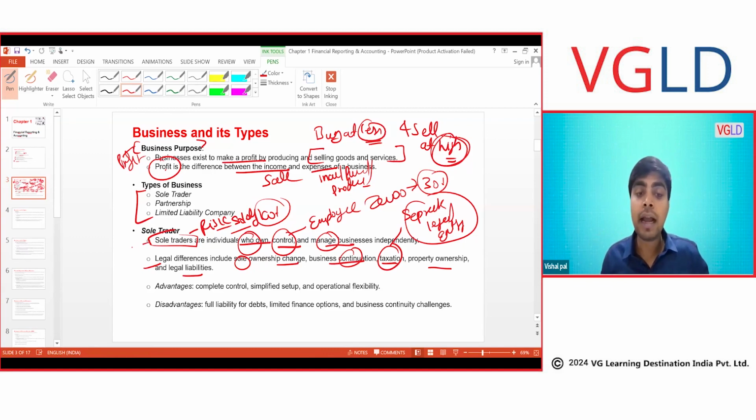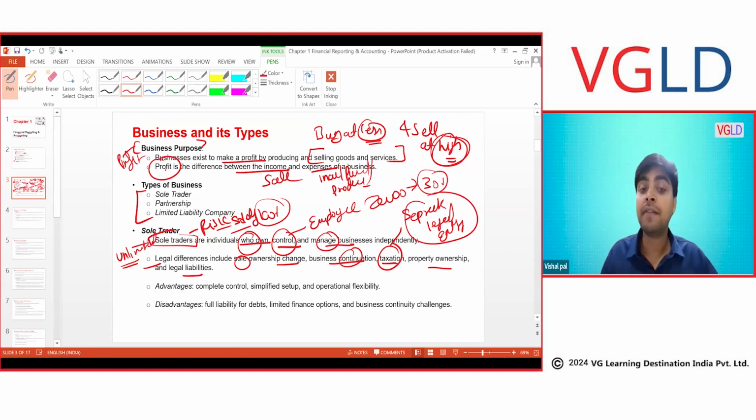And a sole trader has unlimited liability. What is unlimited liability? Let's say I run a business and suddenly somebody files a case against me, and my entire business is sold, but the liability is still not recovered. That person, let's say a bank, can come and sell my personal property. They can sell my car. They can sell my home. They have this right because I have unlimited liability, and until I repay the amount, it continues.